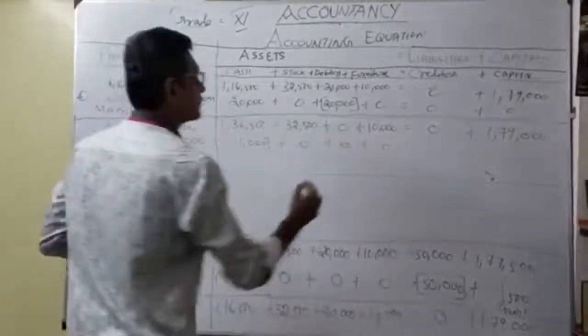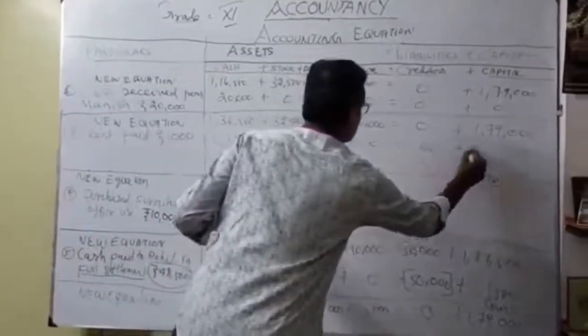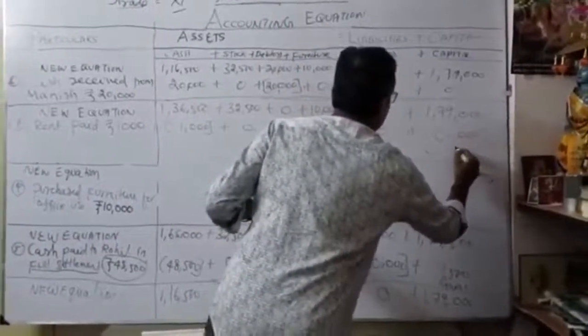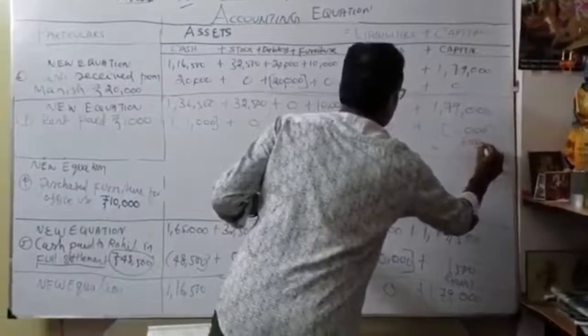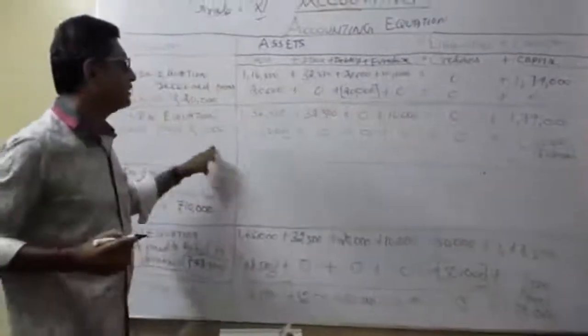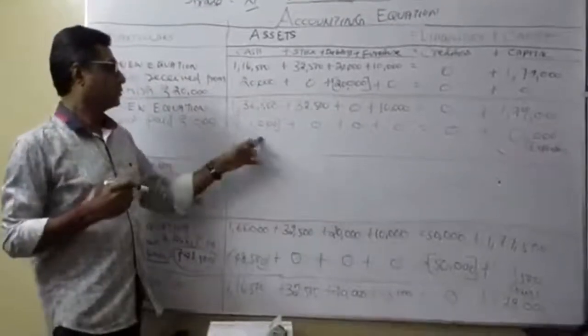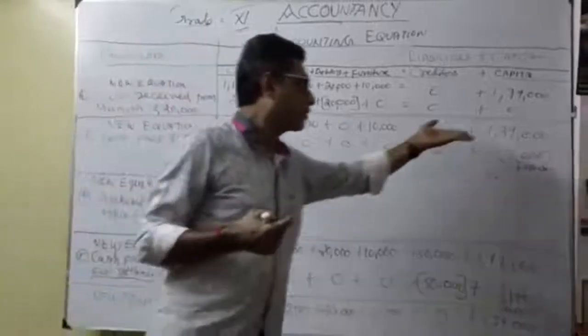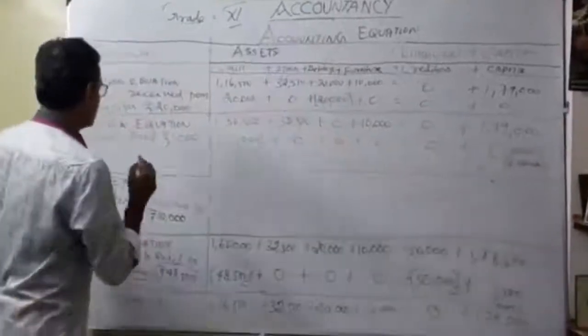This effect, where am I going to show it? My capital will be reducing. So I show here 1,000. It is like an expense. Understood? So my rent paid 1,000, my cash reduced, shown within the bracket. In the equation here also 1,000 reduced, my capital also 1,000 reduced. So what's the new equation now?